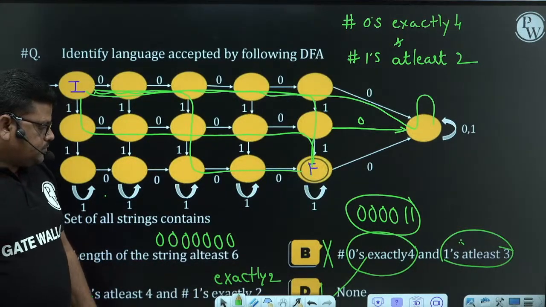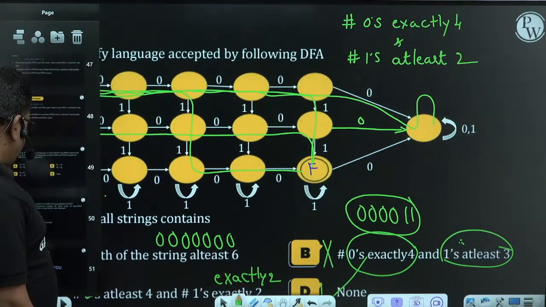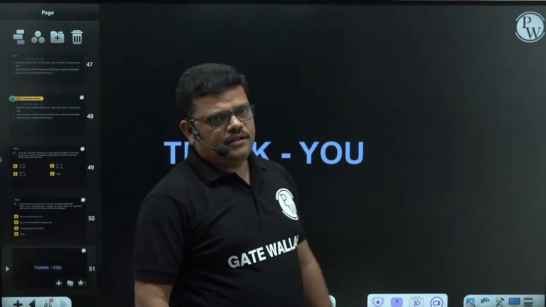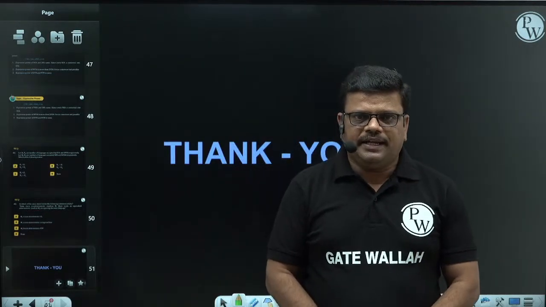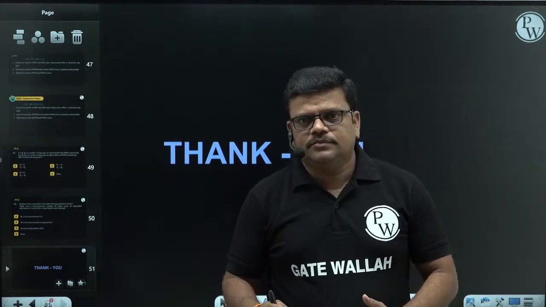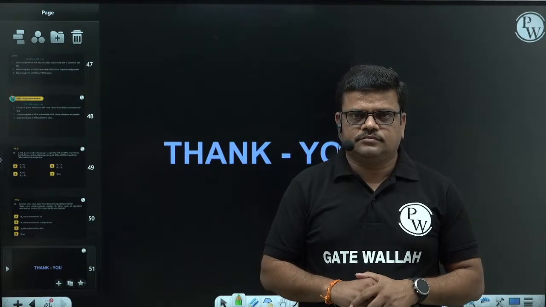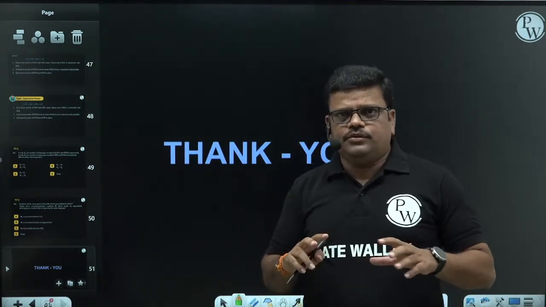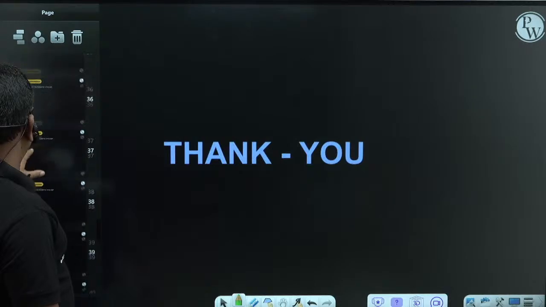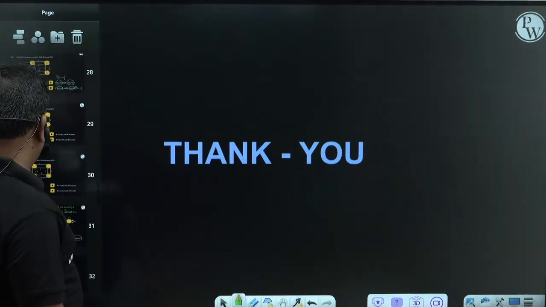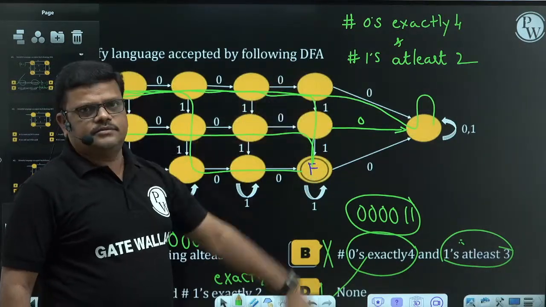So this is the way we can solve all our questions related to this topic. In today's session, we studied how to recognize the language from a DFA, that is, how to identify the suitable language from the given DFA. Number of zeros exactly 4, number of ones at least 2. The same thing I have written here.